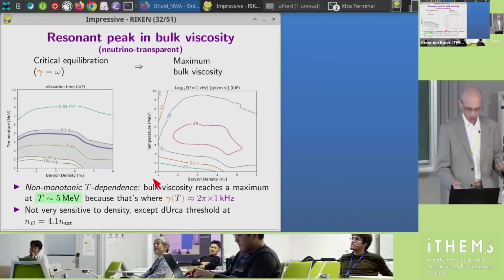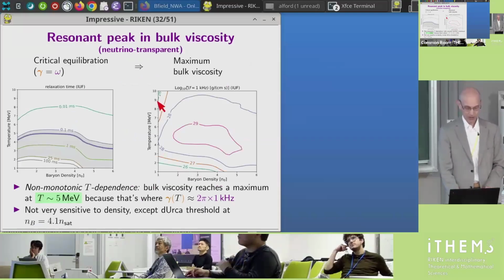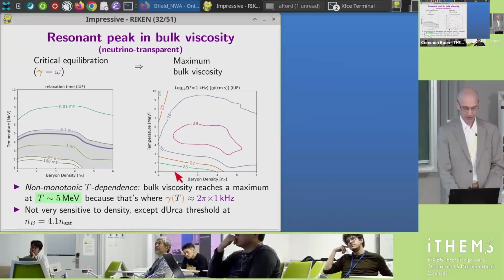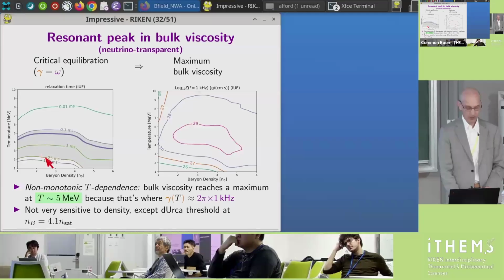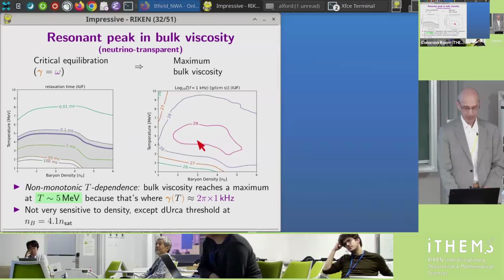So let's now look at, straight to the answer, right? What's the bulk viscosity of nuclear matter? Well, here is a calculation. Again, we're always using the same plane here, the density along the bottom, the temperature up the side in MeV. Here is the plot we saw before, where you see how the relaxation rate is getting faster as you increase the temperature. And here is the bulk viscosity with contours.